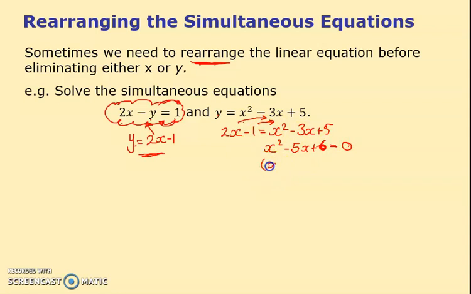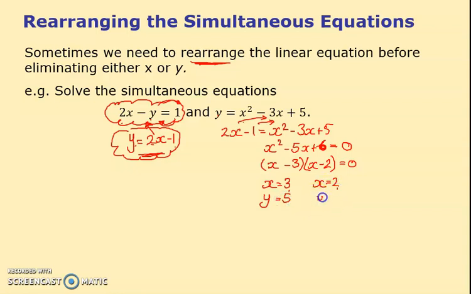So I factorise. Same as last time. I reckon 3 and 2, but it's a minus in the middle, so it'll be x minus 3, x minus 2 equals 0, and therefore x equals 3, or x equals 2. Use my y equation. Here it is. This looks like the easiest one. I've got to double it and take away 1. That's doubled is 6, take away 1 is 5.